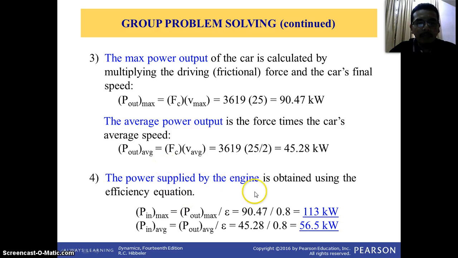The power supplied by the engine is obtained by using the efficiency equation. The efficiency is equal to output divided by input. So for the maximum power input, the formula is output maximum divided by efficiency: 90.47 kilowatt divided by 0.8, so we get 113 kilowatt. Same if we want to find the average input power: the average output power divided by efficiency, so we get 56.5 kilowatt.